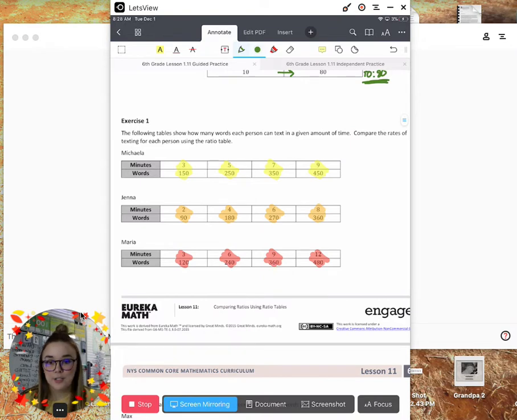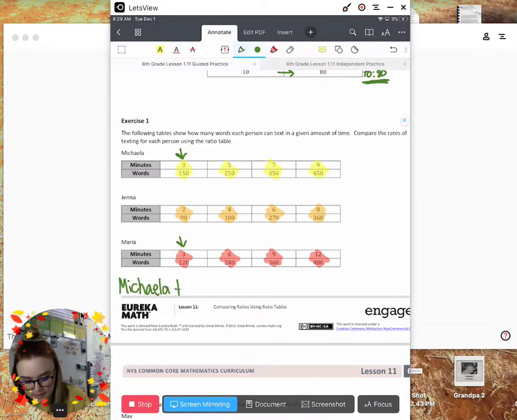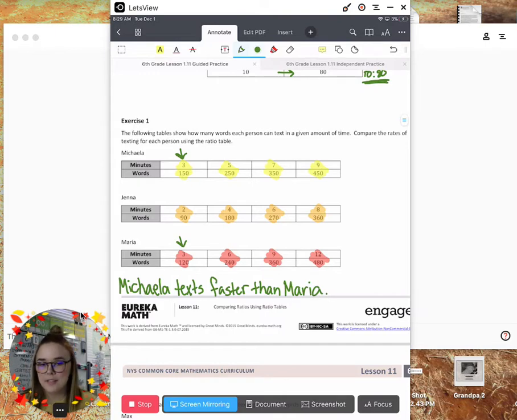So the first thing I'm going to do is look and see if we have any minutes that are the same. So I see that both Michaela and Maria have a number for 3 minutes. Right? In 3 minutes, Michaela can text 150 words, and in 3 minutes, Maria can text 120 words. So that tells me that Michaela texts faster than Maria. Right? Michaela texts faster than Maria.